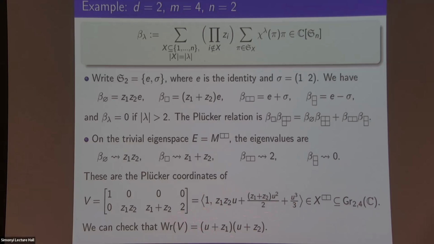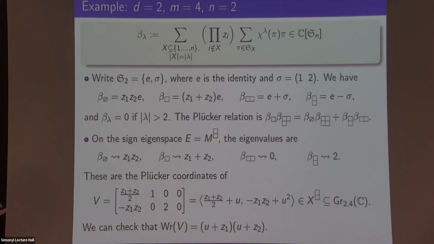And also, as I said, this is supposed to respect Schubert cells. The fact I was working in this irreducible representation means I'm supposed to land in this Schubert cell. So this partition is supposed to be the largest partition of a non-zero Plücker coordinate. Okay, and then we can do the same thing for the other eigenspace, for the sign representation. Then the identity acts as 1 and sigma acts as -1. So we get these eigenvalues, and these are the Plücker coordinates of this subspace, which is the other subspace with this Wronskian.